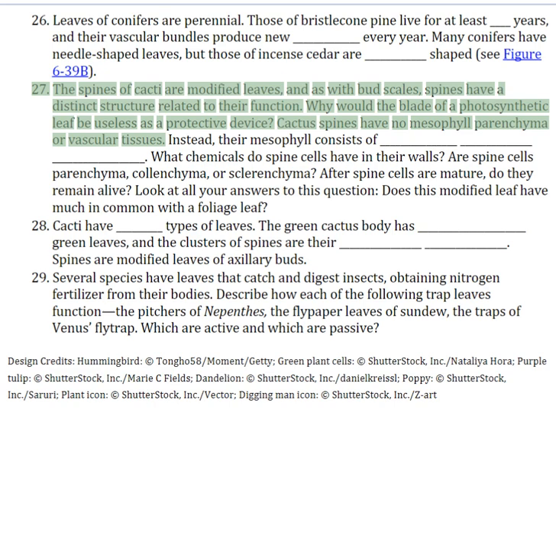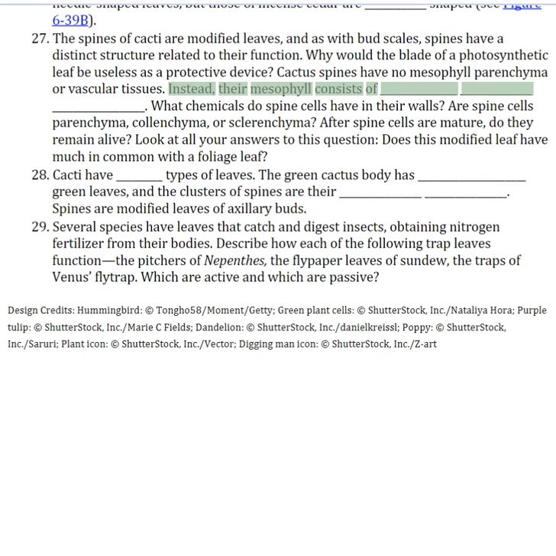27. The spines of cacti are modified leaves, and as with bud scales, spines have a distinct structure related to their function. Why would the blade of a photosynthetic leaf be useless as a protective device? Cactus spines have no mesophyll parenchyma or vascular tissues. Instead, their mesophyll consists of ___.